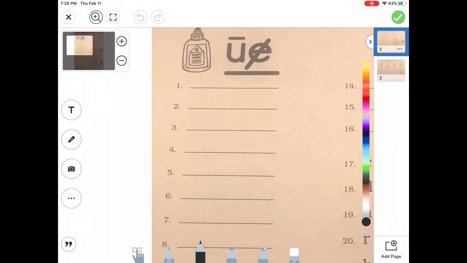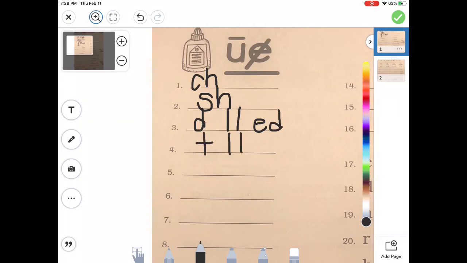So if I say the ch sound, what are you going to write? CH, that's right, spells that ch sound. What about the sh sound? SH, very good. Okay, what about the D sound? D, or final ED, very good. How about the T sound? T, or final ED, very good.